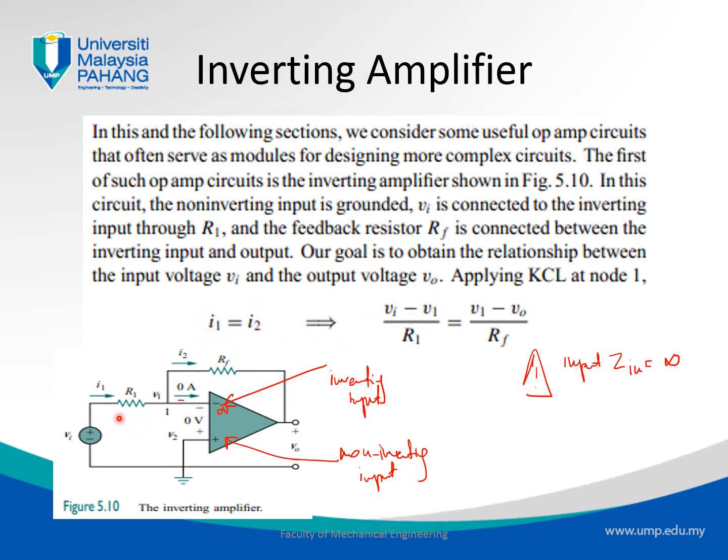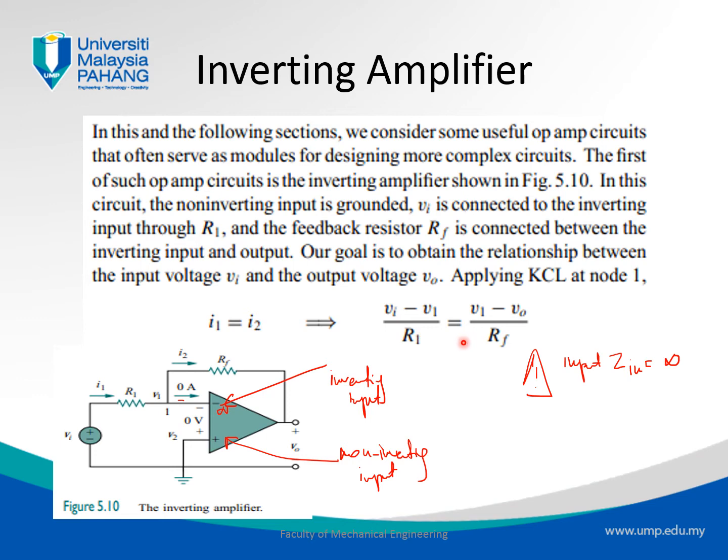When we look at I1 and I2, I1 is basically the current that goes through resistance number 1. By Ohm's law, we know that it is VR1, the voltage across R1, divided by R1. And the voltage across R1 is the potential difference between Vi and V1. So I1 is Vi minus V1 divided by R1.